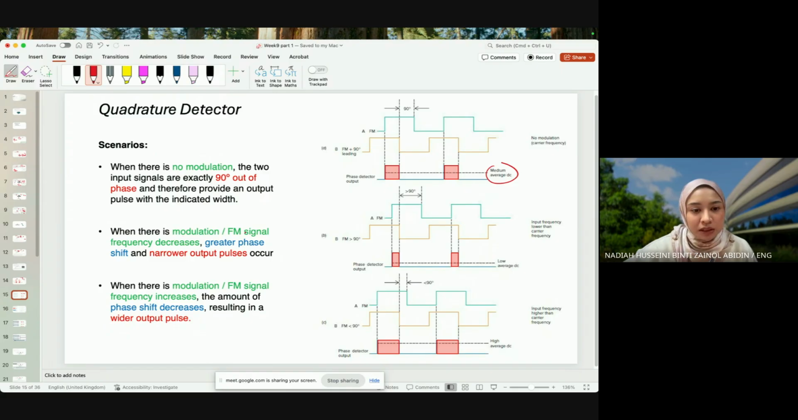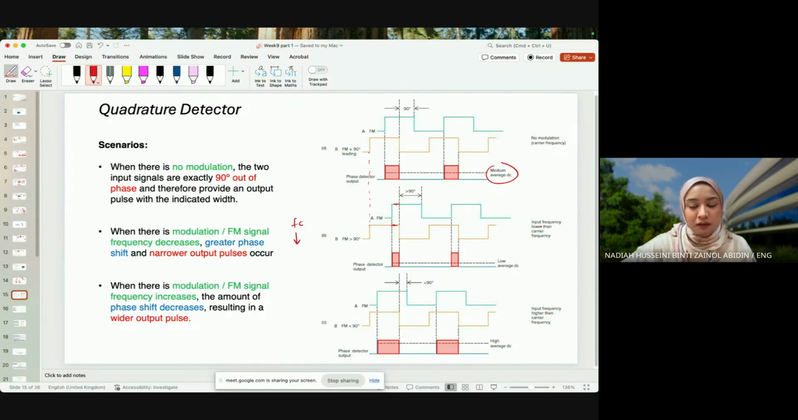When there is modulation, the FM signal decreases. It decreases from FC, so it is below FC. It is going to start earlier than 90 degrees. This guy is here, right? So it's starting way earlier. Now the phase difference is greater than 90 degrees. When that happens, the overlap of the positive side, the overlap of the binary one, is going to be smaller. So the LPF will produce a low average DC.